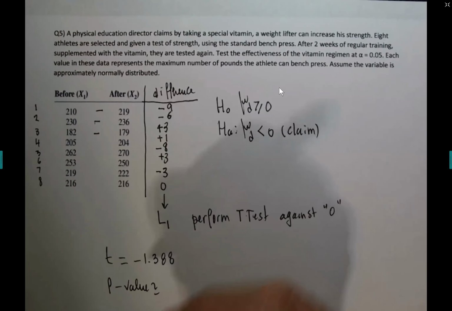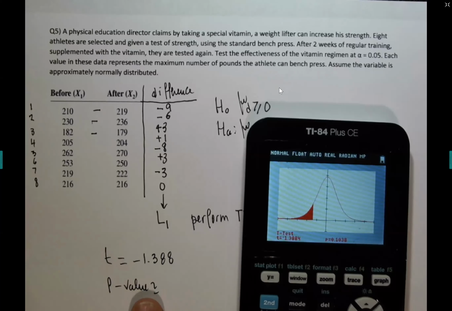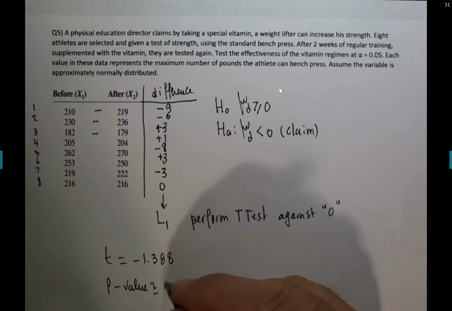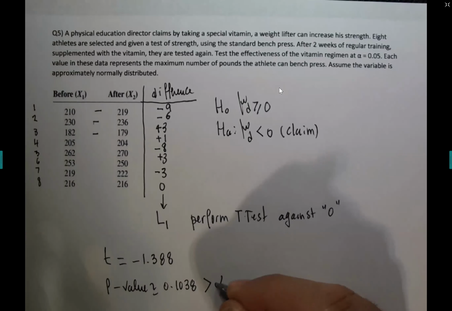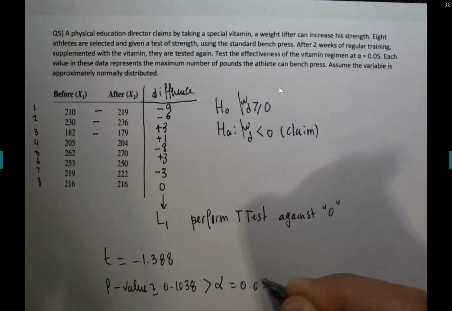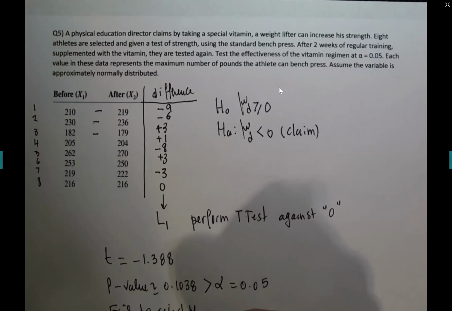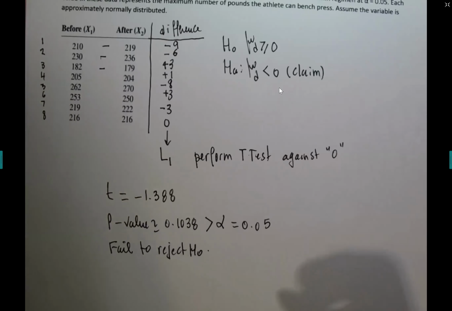And p-value, guys, you notice I don't put equal, approximately, because it's not exact. So 0.1038, which is bigger than alpha. So fail to reject H0. And the conclusion now. As I told you guys, we have mixed numbers. We weren't going to be able to support the claim.